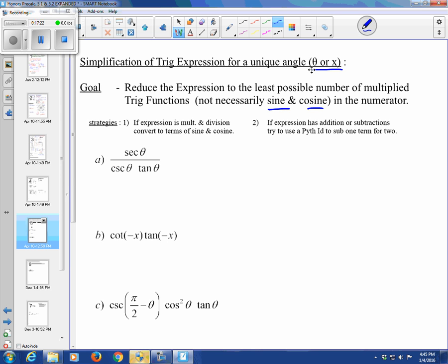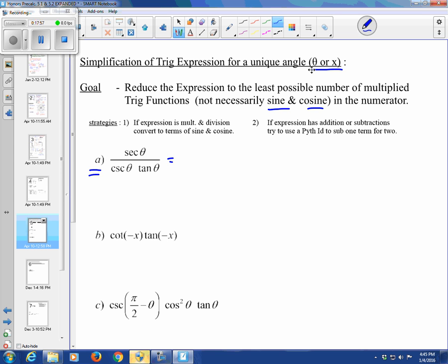If we look at our first trig expression, we've got secant of theta over cosecant of theta times tan of theta. And in general, if the expression is multiplication and division, we can convert the terms to sine and cosine. So right here, changing everything to sine and cosine is going to give me my entire expression defined with basically sine or cosine. And if everything's in terms of multiplication and division, we're going to see things start to cancel out. So that's a good strategy for us to try with A.